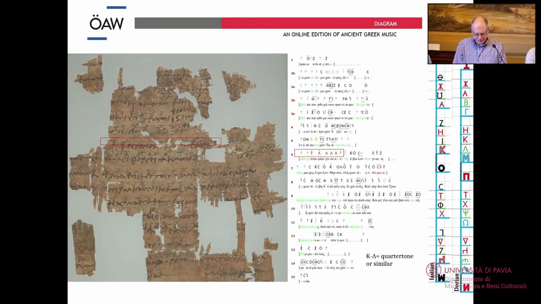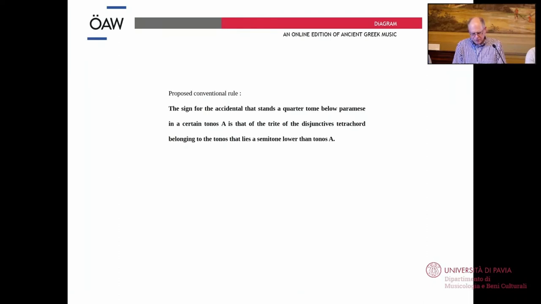Constituting the above-mentioned musical phenomenon to a general convention that integrates the notation system would be summarized as follows. The sign for the accidental that stands a quarter tone below paramesi in a certain tonus A is that of the trite diezeugmenon, the third note of the disjunctive tetrachord belonging to the tonus that lies a semitone lower than tonus A.